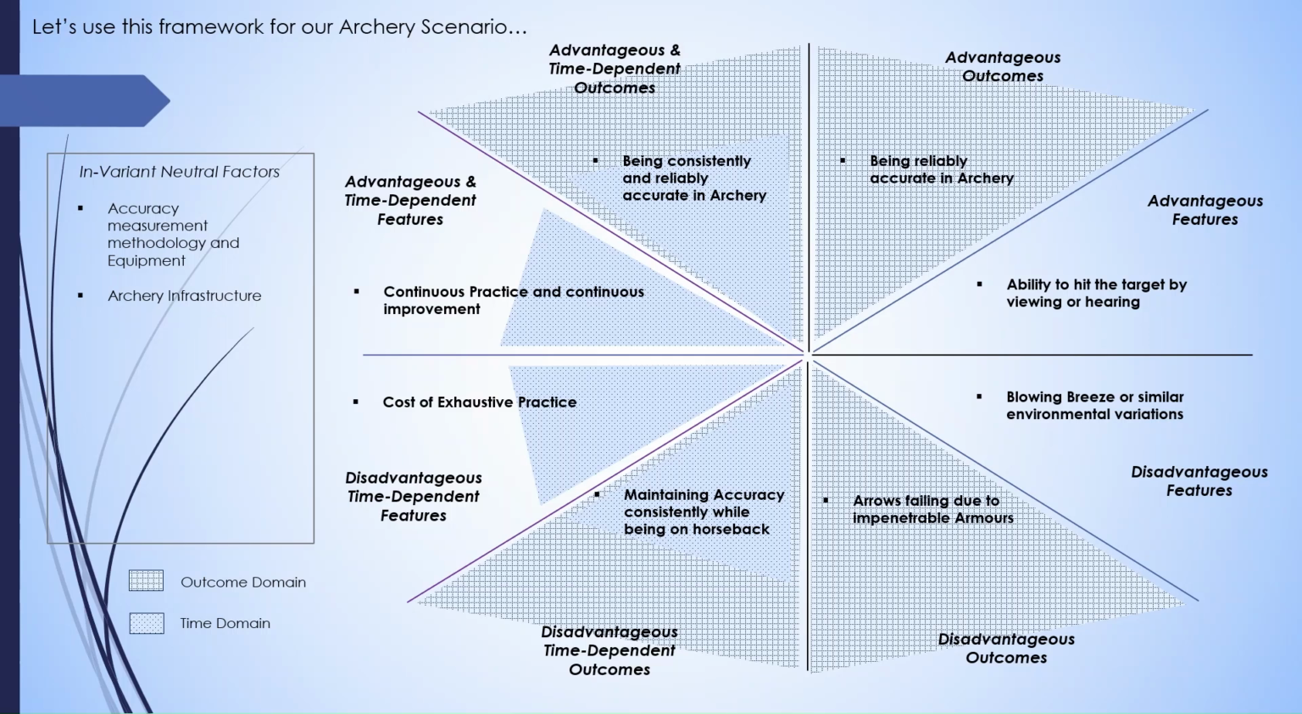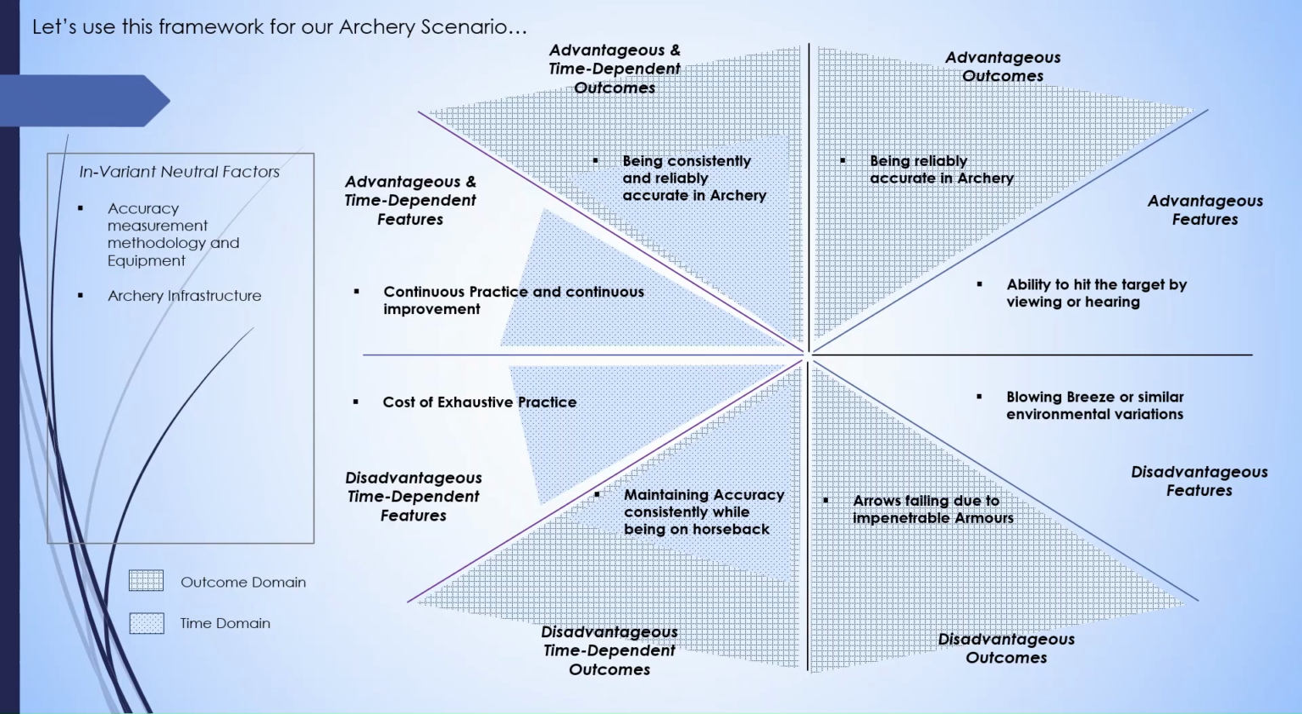Start with the advantageous features. In archery, one of the strongest advantages is the archer's ability to identify and engage the target through sight or sound. This capability directly enables the act of aiming and shooting, and it clearly contributes to better performance. On the other hand, we also have disadvantageous features. A good example is the blowing breeze or environmental variation. This feature is external to the archer, but it directly interferes with arrow trajectory and introduces instability into the scenario.